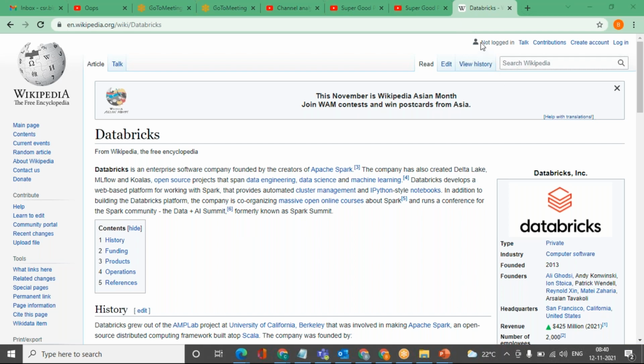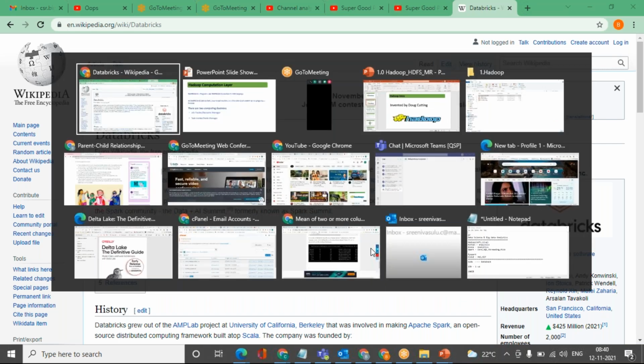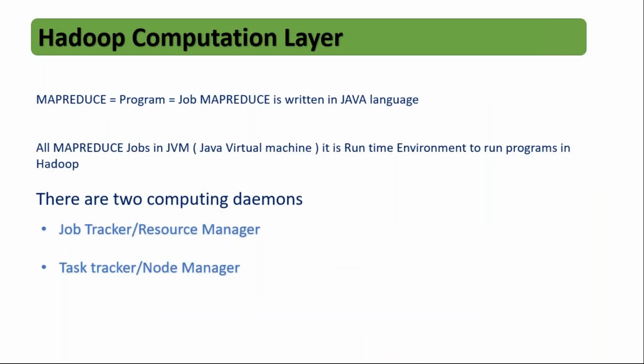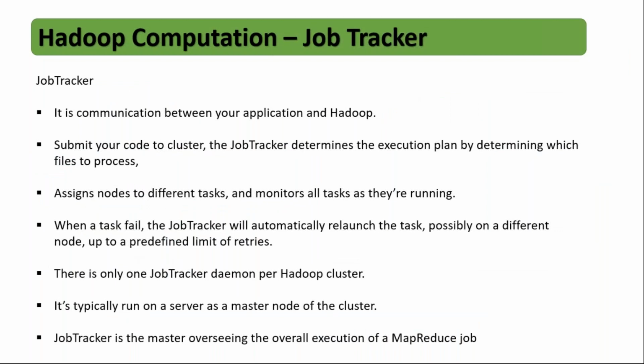That is a very, very important thing we need to understand. So now we understood Databricks, understood the importance of analytics. Right. Hadoop computation engine. The first master engine is Job Tracker. What is Job Tracker here? It is a communication between your application and Hadoop.